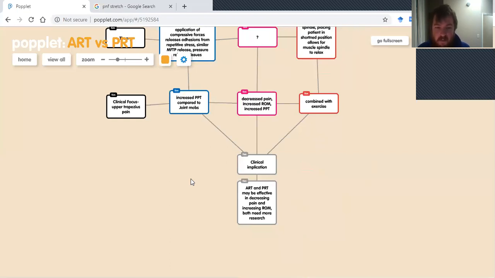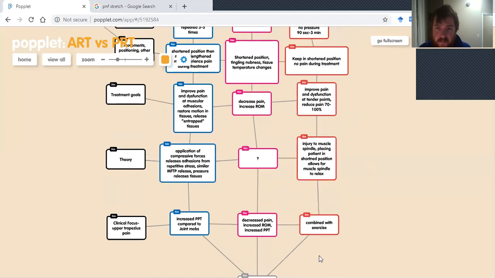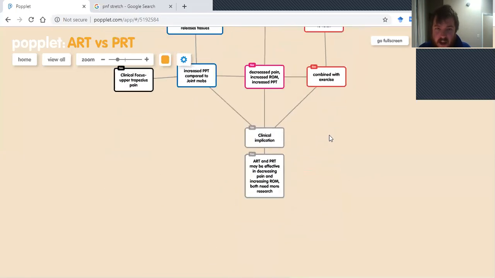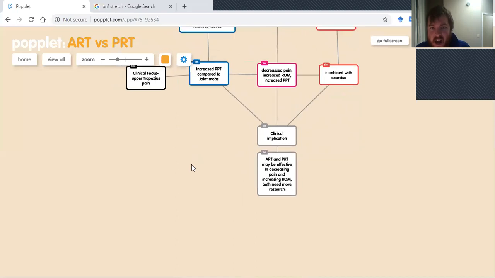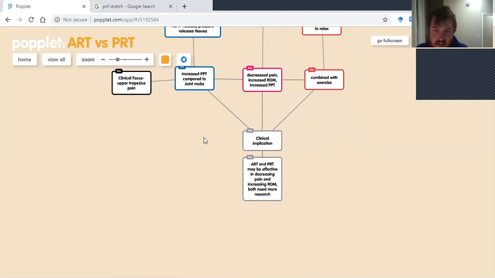PRT is about placing the patient in a position of comfort for 90 seconds to 3 minutes, whereas with ART you're placing a patient in a shortened position, then applying forces and then having them go through range of motion. So that's kind of the big difference between the two of them. Yeah, but both need more research.